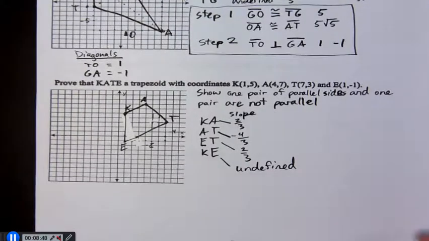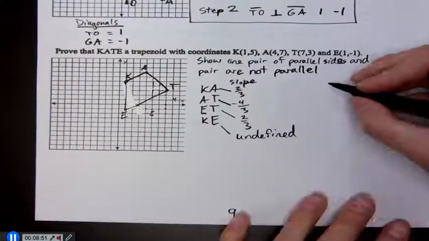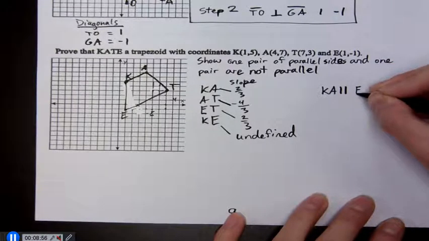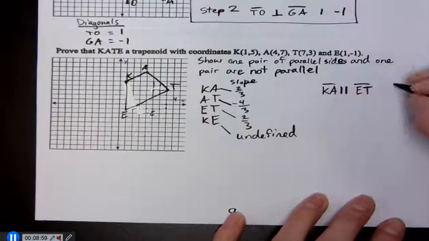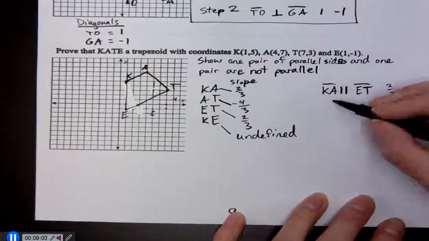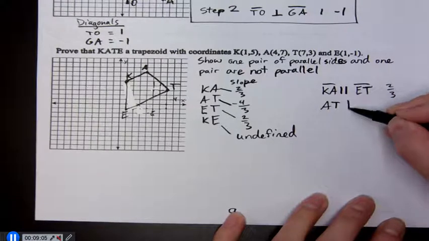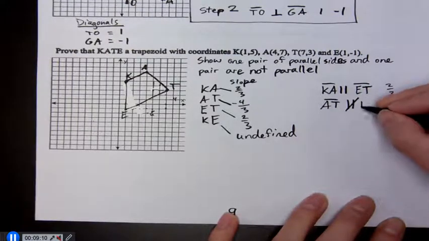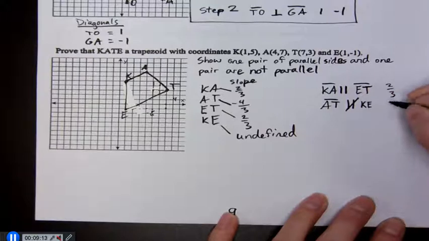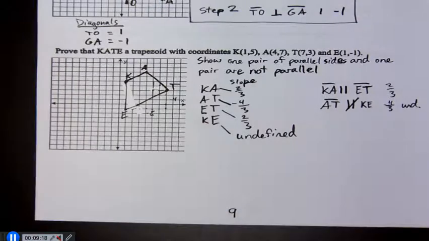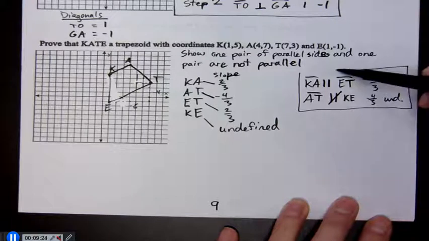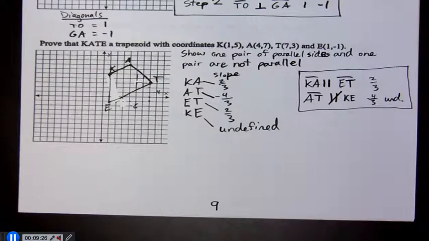Okay, so we have enough to prove it's a trapezoid by saying KA is parallel to ET with the slope of 2/3. AT is not parallel, so our not parallel is just the parallel symbol crossed out. AT is not parallel to KE because it's negative 4/3 and undefined. So that's it to prove it's a trapezoid.